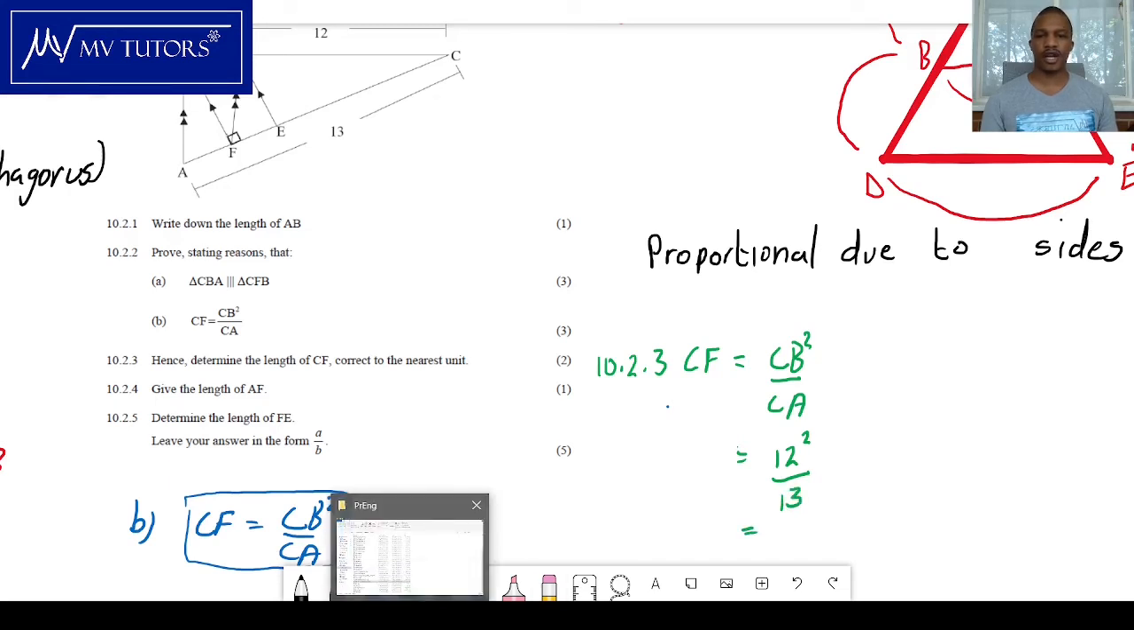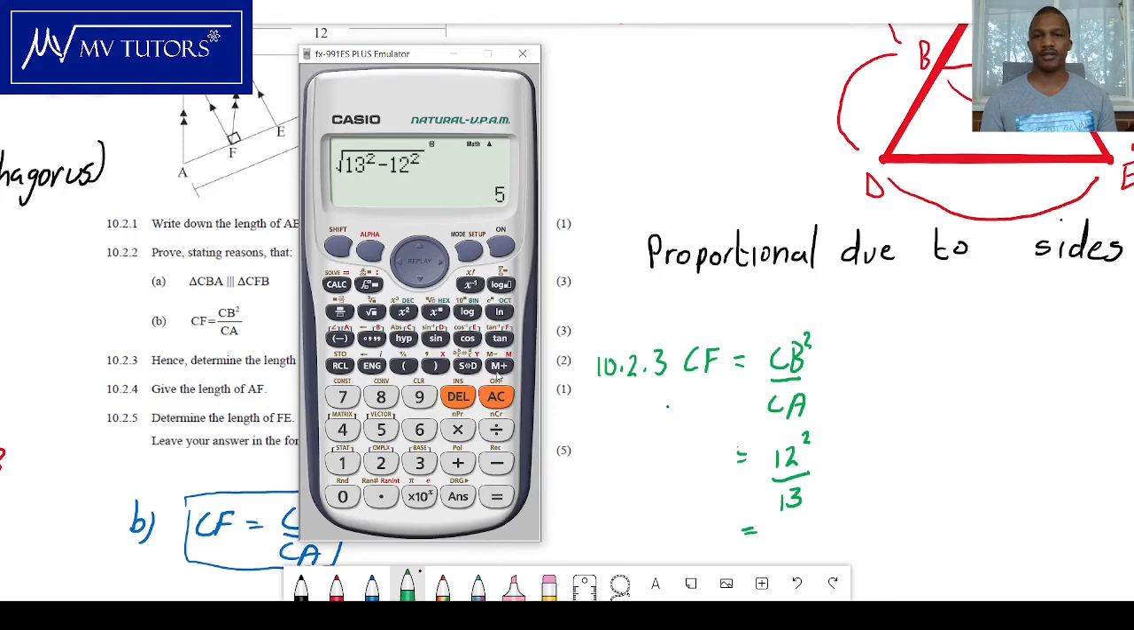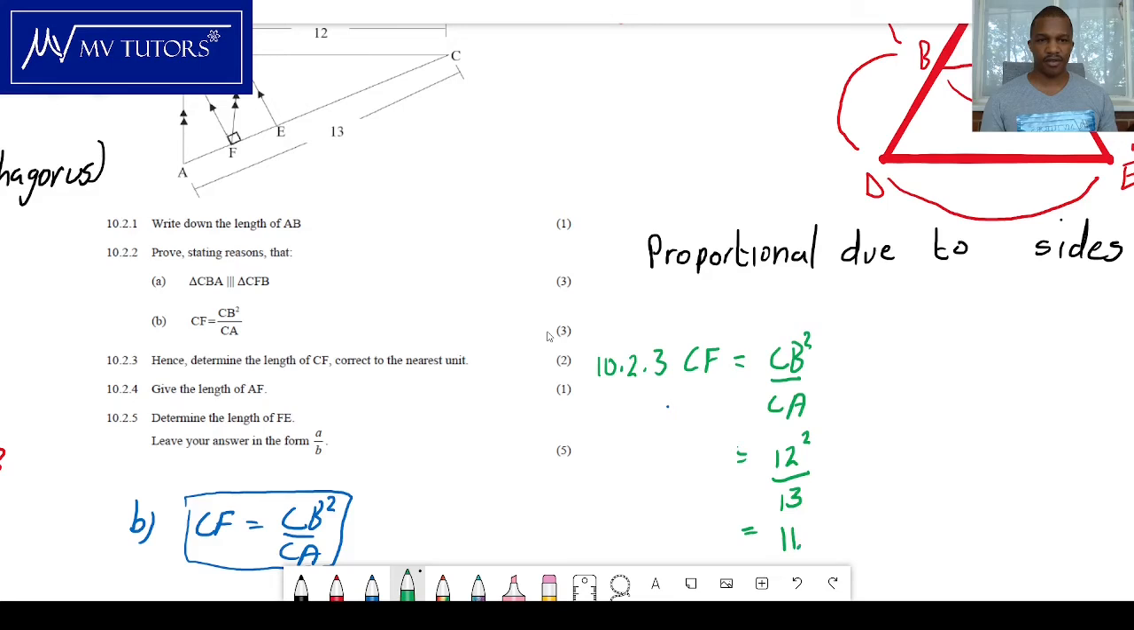Now let's bring out a calculator. Let's put this in a calculator. So I got 12 squared divided by 13. There we go. Let's put it in decimal. It's around 11.07 units. 12 squared divided by 13. 11.07 units.